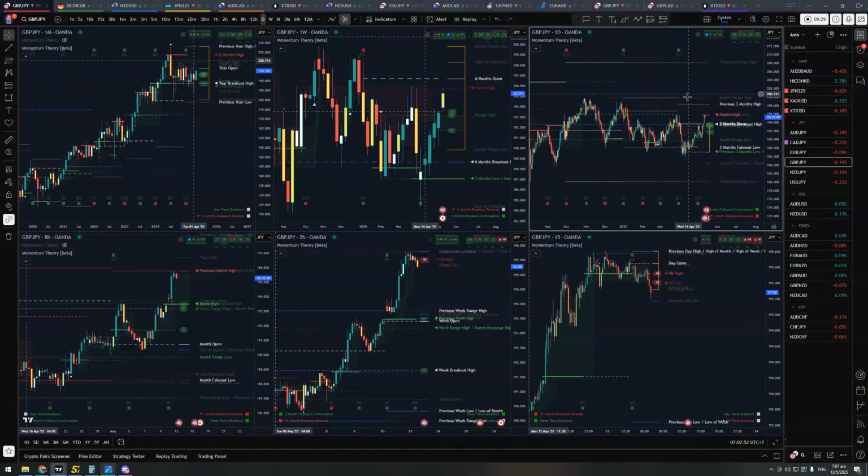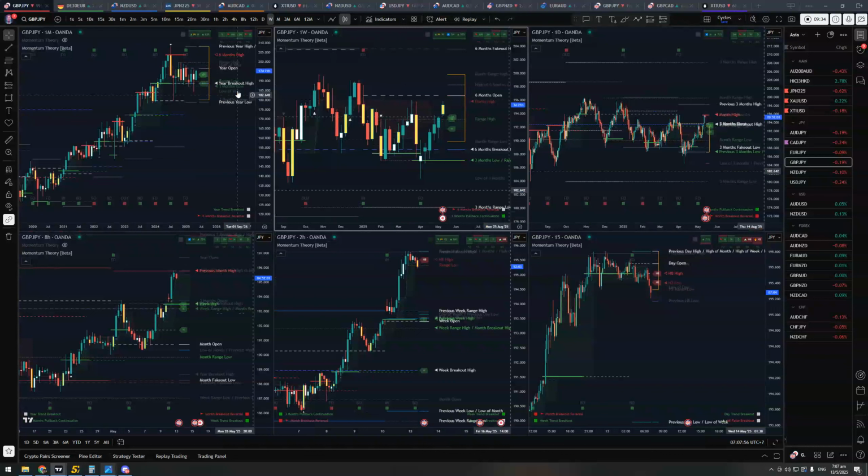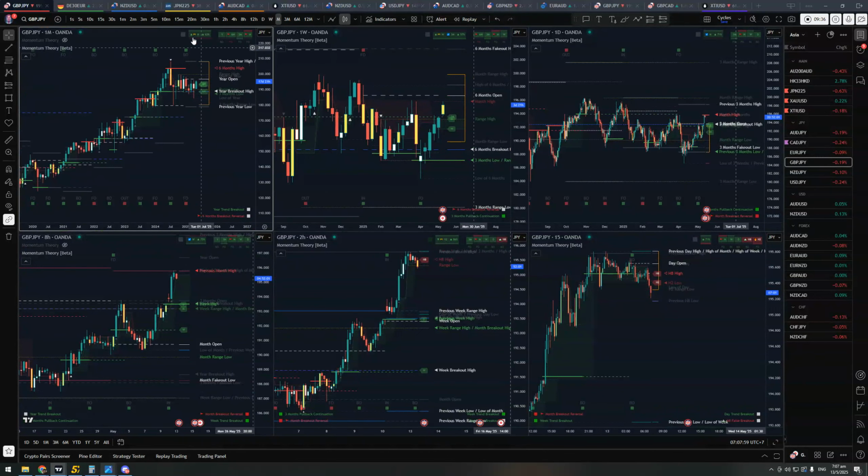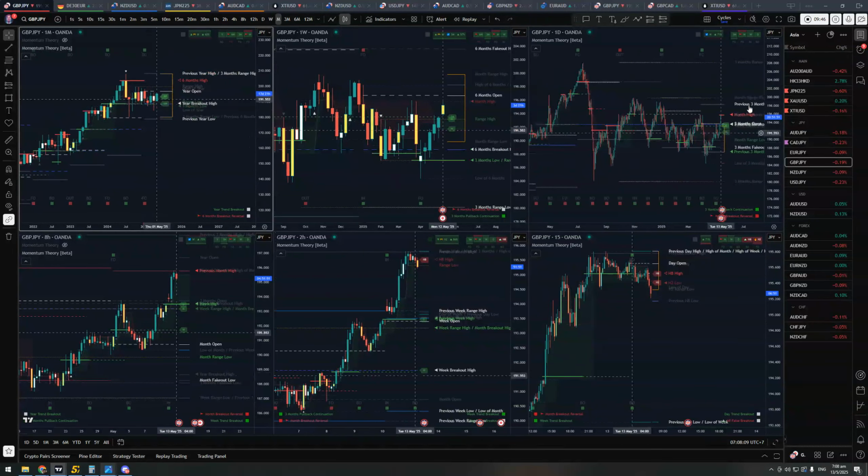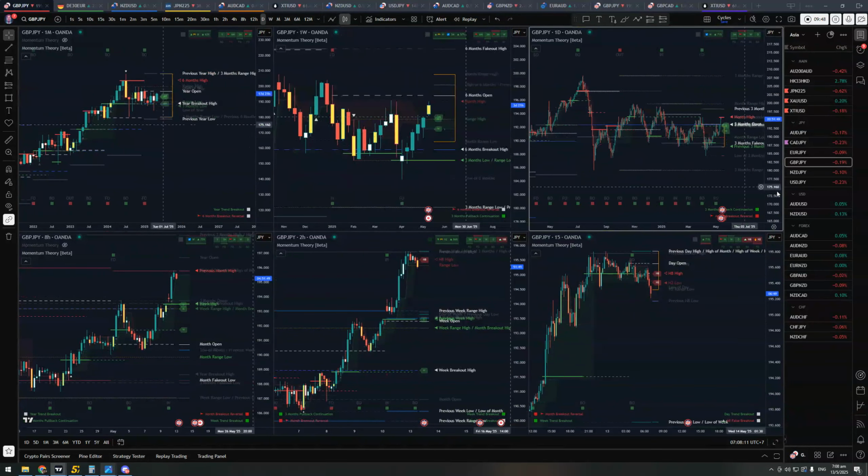Coming down, we have not triggered any of these ranges. Doesn't look like it. Actually, no, we have triggered the monthly range low. I could see right there, it triggered that low, so it's coming up. But yeah, too many ranges here. Gonna move on.